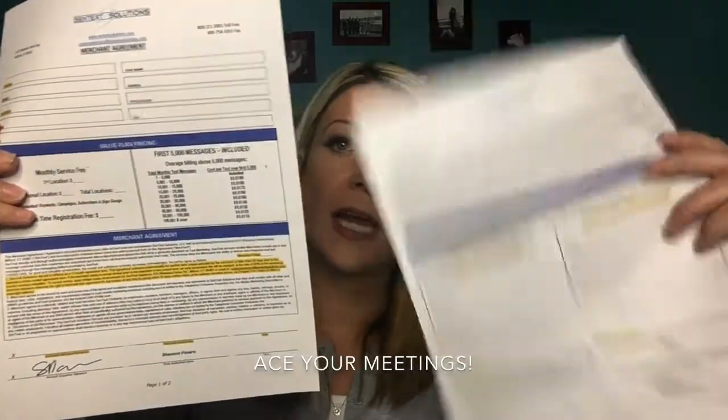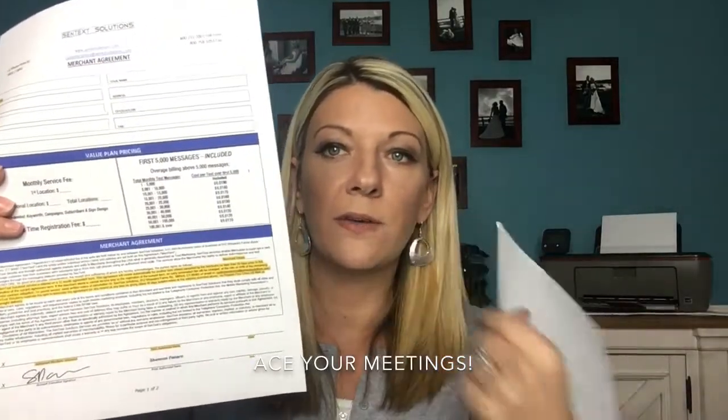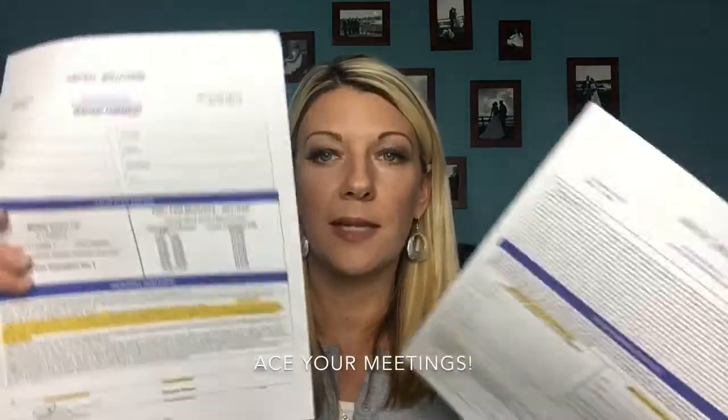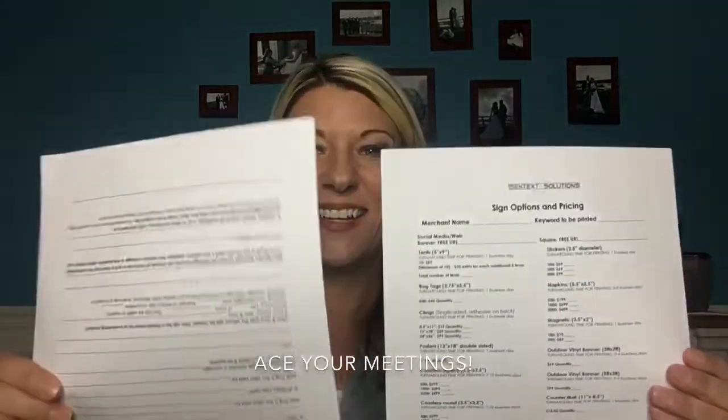It's pre-signed by me, so I don't miss any signatures. I also have this portion that I go over with the merchant so that they don't say, I wasn't aware it was an auto renewal or what the cancellation clause was. And then you also need to have your signage form and your campaign request form. I typically fill this campaign request form out after the meeting. I don't like to have to fill out a lot of paperwork in front of the merchant.